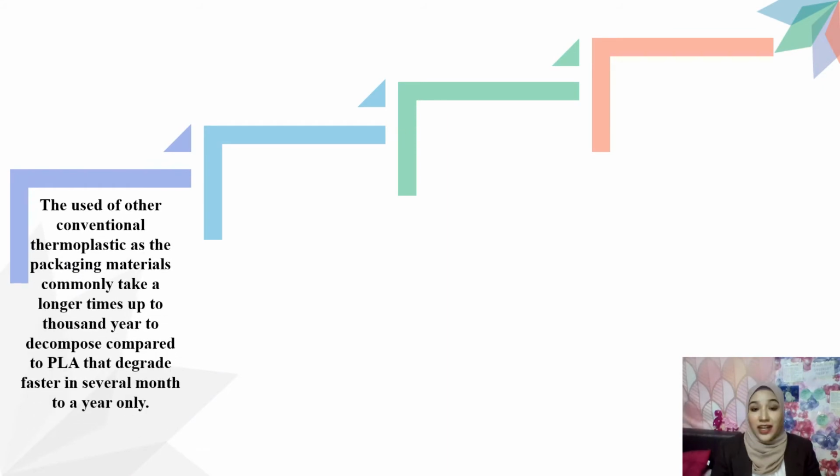The use of other conventional thermoplastics as plastic packaging materials will take a longer time, up to 1,000 years to decompose, and can harm the environment, compared to PLA, which will slowly degrade in a slightly damp climate over several months to a year, degrading into carbon dioxide, methane, and water.